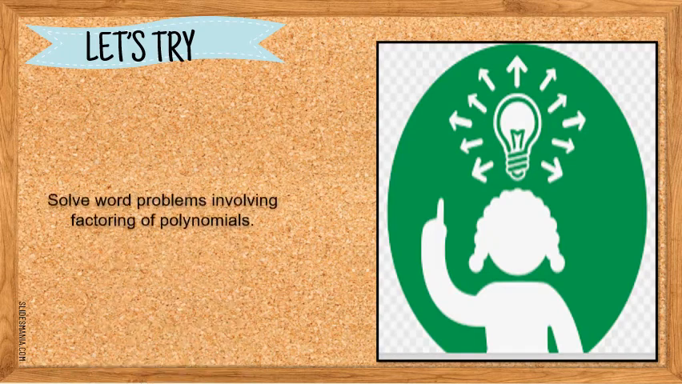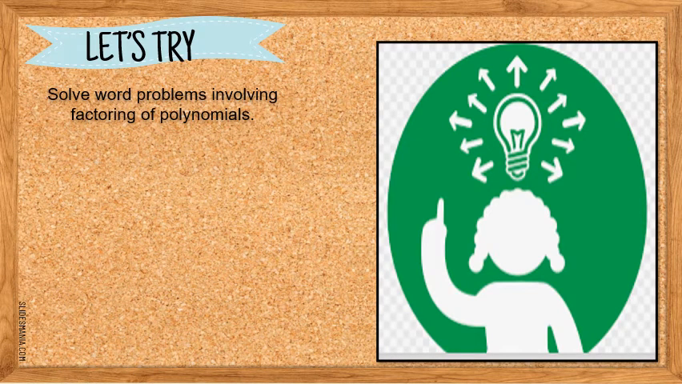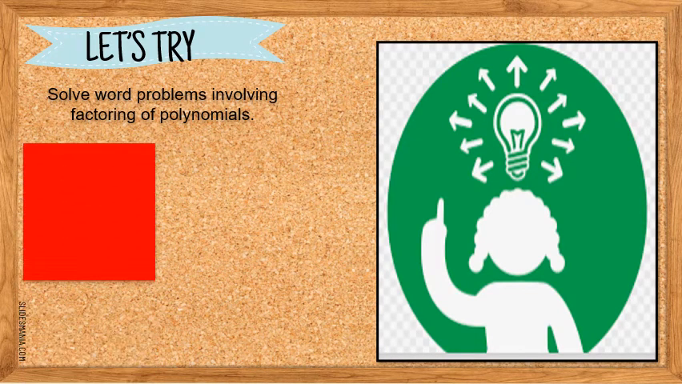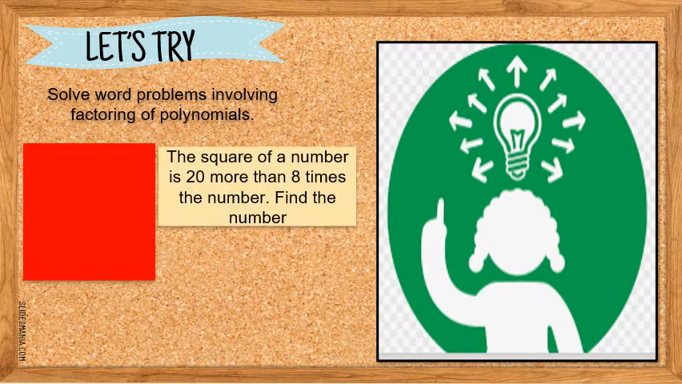So let's try this. Solve word problems involving factoring of polynomials. So this is a square. The square of a number is 20 more than 8 times the number. Find the number. I give you only a second to answer this and then tell me your answer. Then I'm going to show you the solution after this. You can check your solution if that is correct.